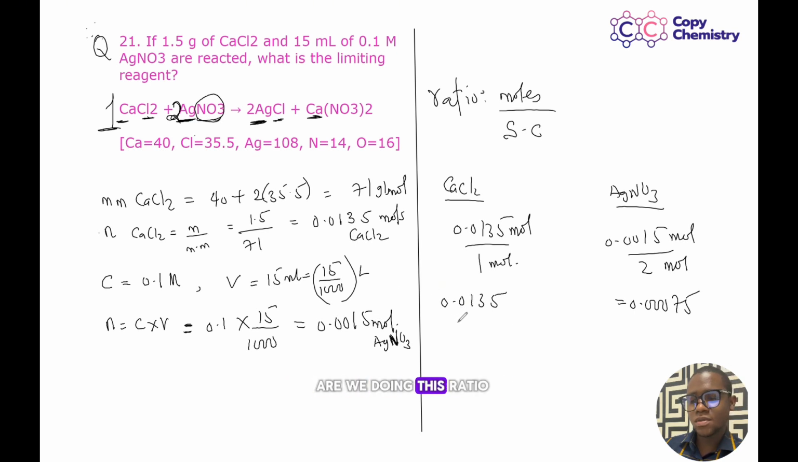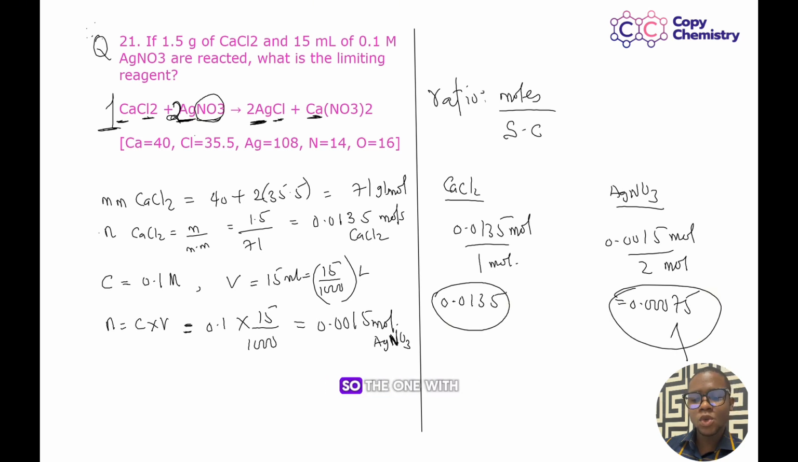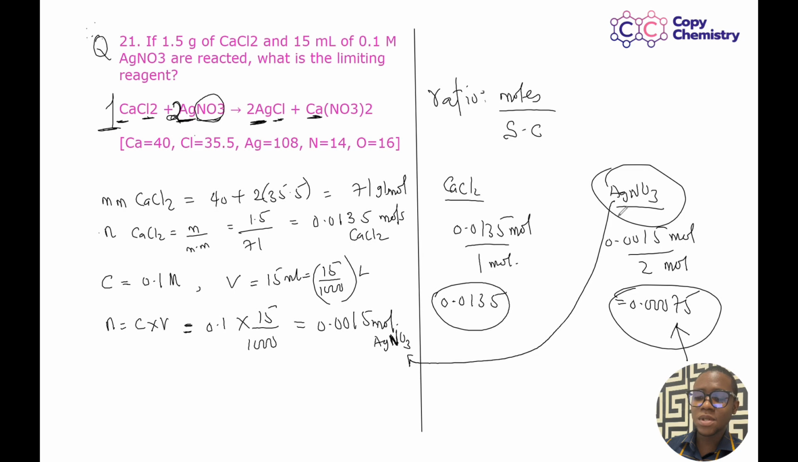But why are we doing this ratio? We want to see the rate of reaction in a way, like how it does react. Now we can see that this is this number and this is this number. So the one with the smallest value here would become your limiting reagent. That's AgNO3. So AgNO3 is our limiting reagent since it has the smallest ratio. Okay, so that's one way to do this.